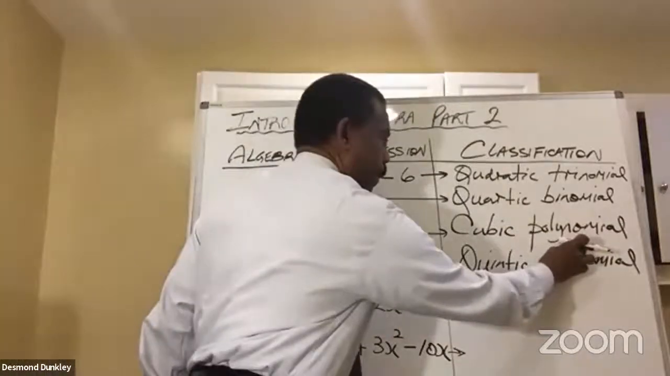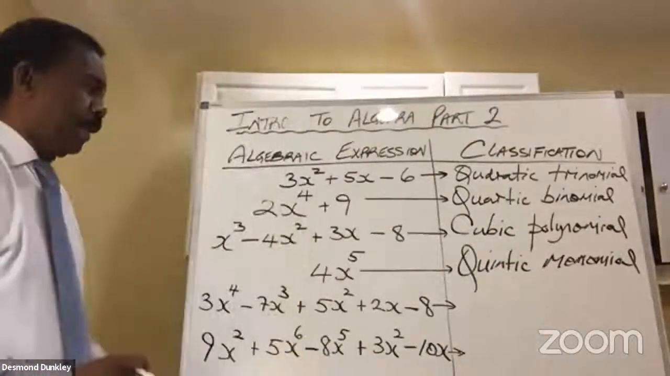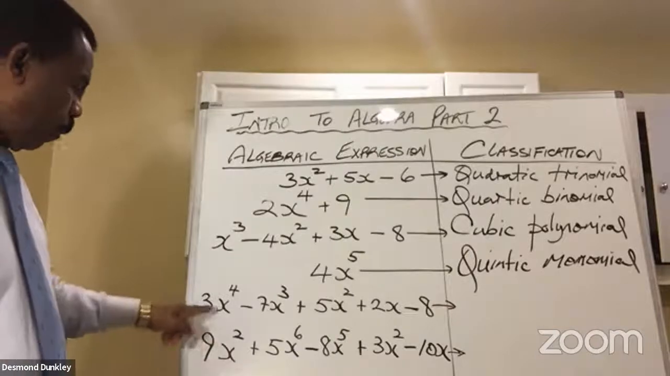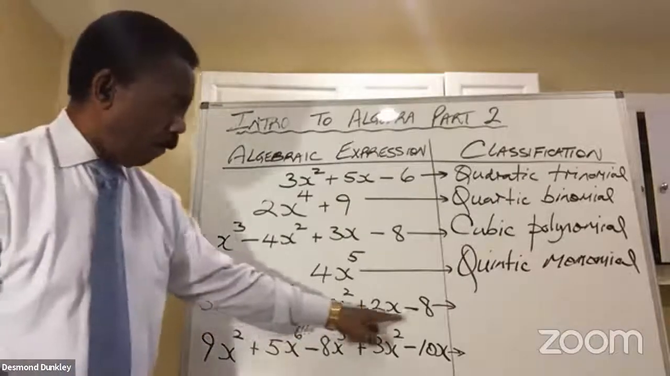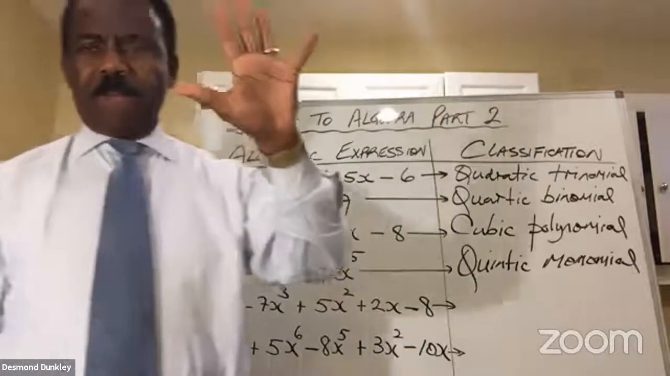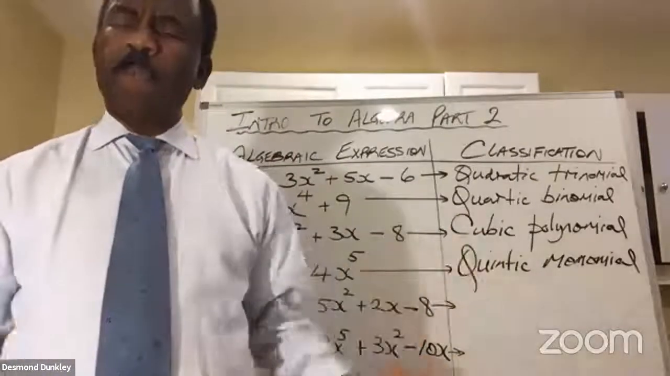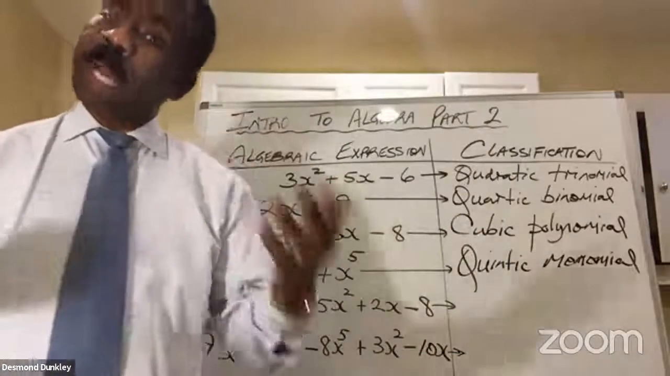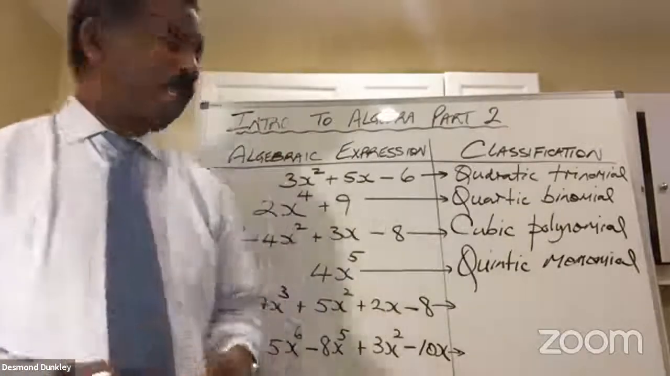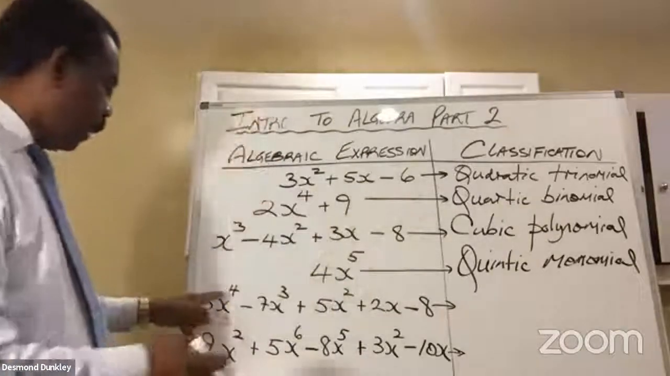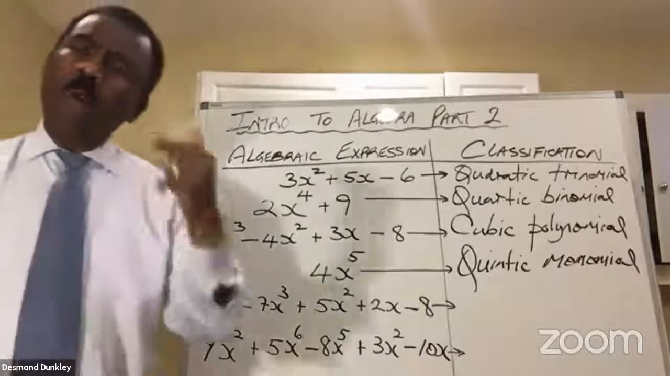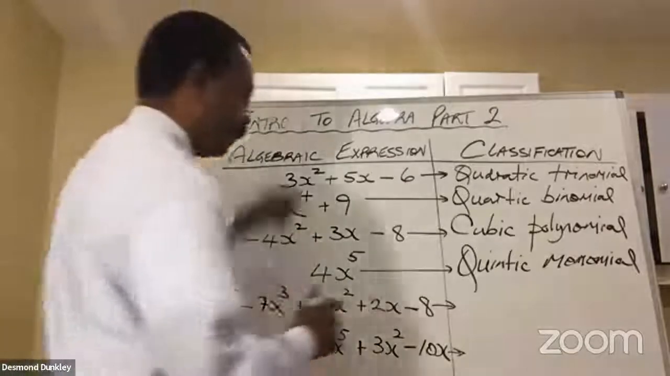Okay, now we go to these at the bottom. 1, 2, 3, 4, 5. So 5 terms, we said if you have 4 or more, we refer to that expression as a polynomial. So let's go to the degree. The degree is 4, so it's a quartic polynomial.